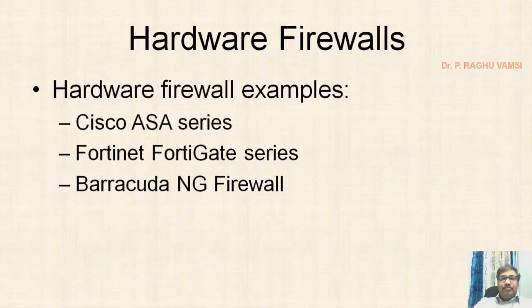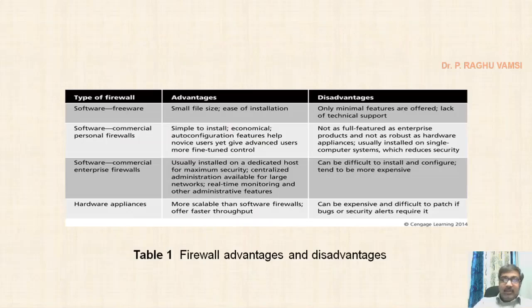Examples of hardware firewalls are like this: Cisco ASA series, Fortinet FortiGate series, and NG firewall. These are the famous hardware firewalls. The Cisco ASA series is a very famous series of hardware firewalls that is used widely by enterprises.